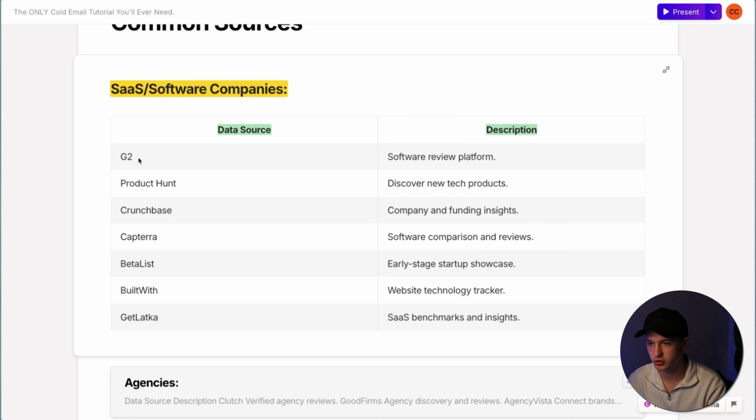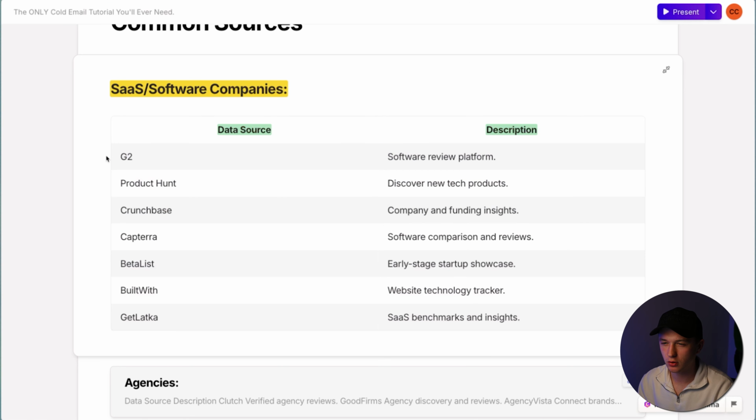Capterra is very similar to G2. It's a comparison and review platform. BetaList is early stage startups, so similar to Product Hunt. There's around 20,000 here, so it's not that many. BuiltWith is a website technology tracker, so you can see if people have a Facebook pixel installed, if they're using Klaviyo, if they're using XYZ on their website, so you can see that. GetLatka is a SaaS benchmarks and insights platform.